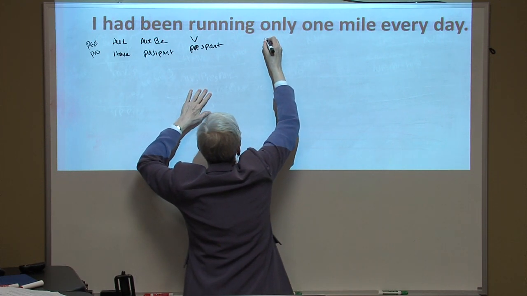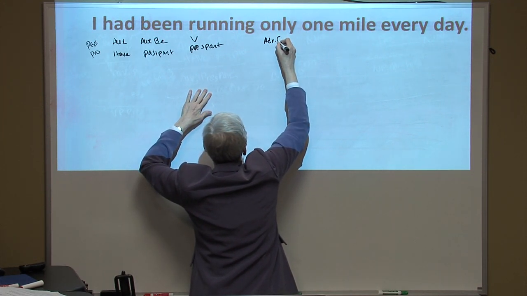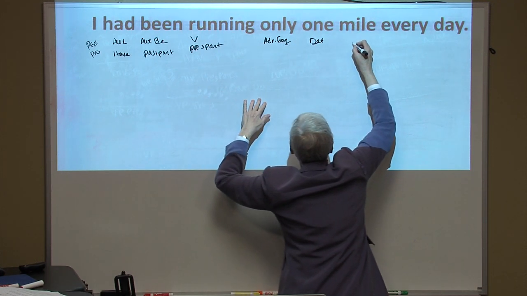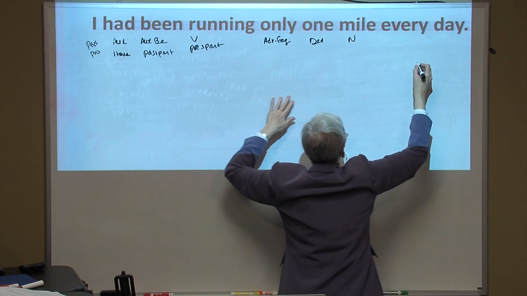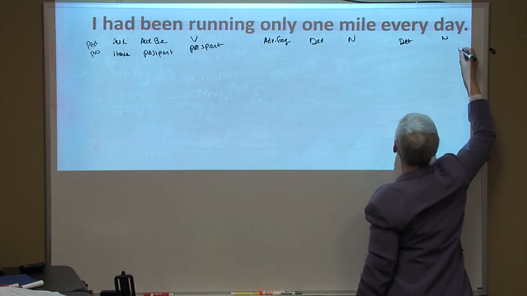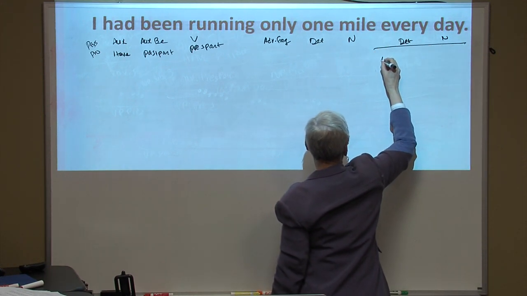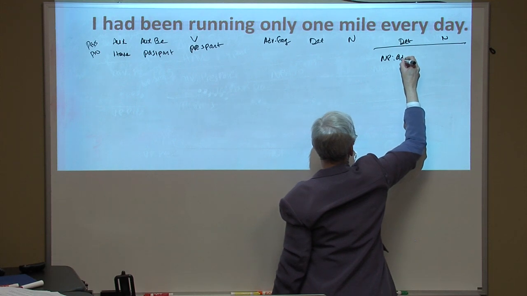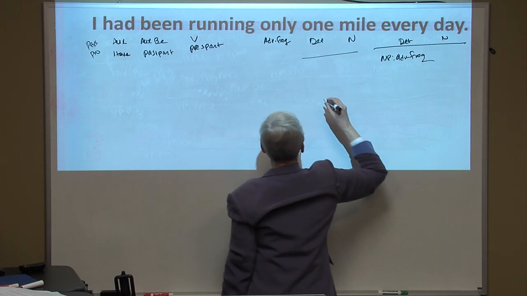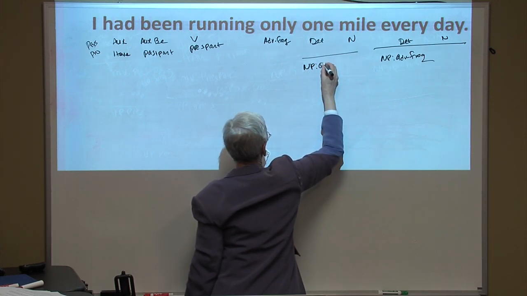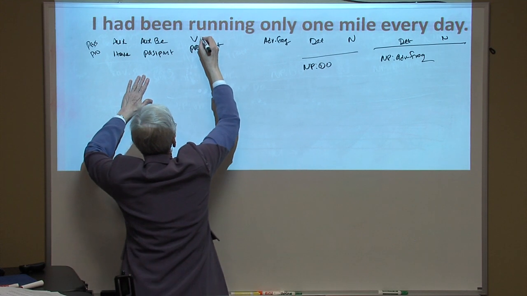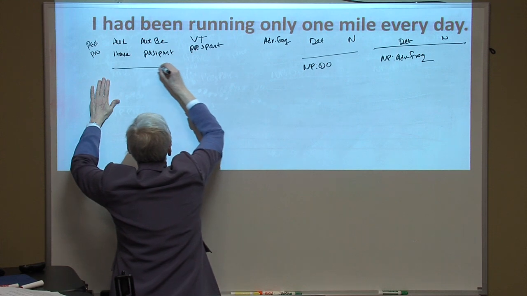Only is an adverb of frequency. One time, determiner, 1 mile, one determiner and noun, every day determiner and noun. Okay, moving from right to left. Every day, noun phrase, functioning as adverb of frequency. 1 mile, noun phrase, functioning as the direct object of our main verb. So running is a transitive verb. Had been running.